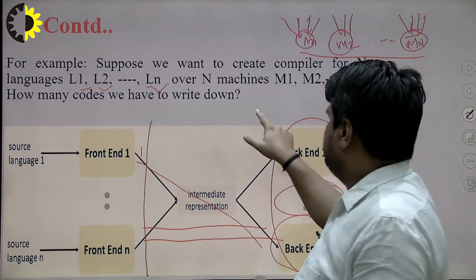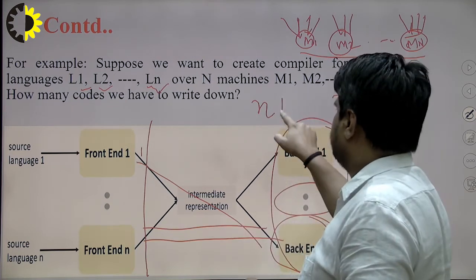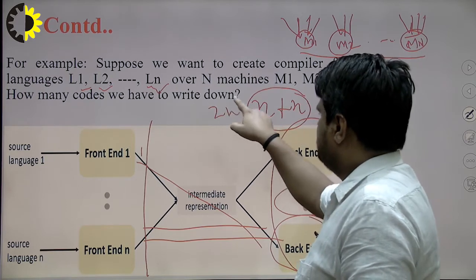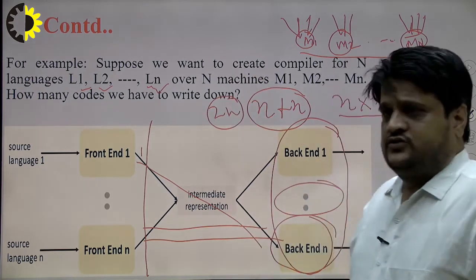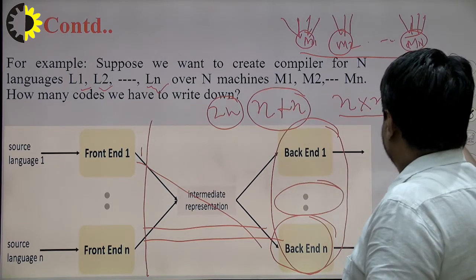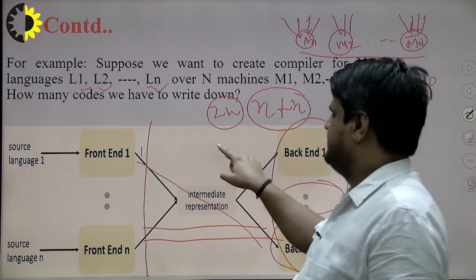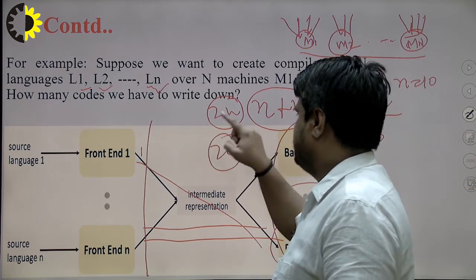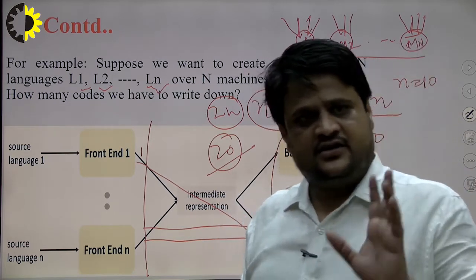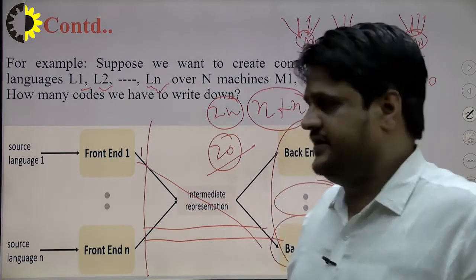So how many codes will be required? N codes here and n codes here, so a total of 2n codes will be required, right? If suppose n is 10, you can see 100 codes here versus 20 codes here. So which is the better way to write a compiler? The two-stage compiler design is a better way, right?